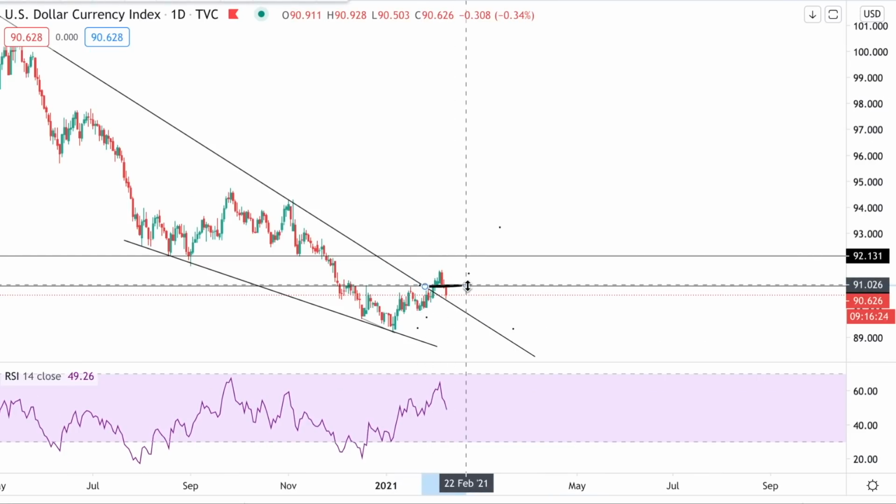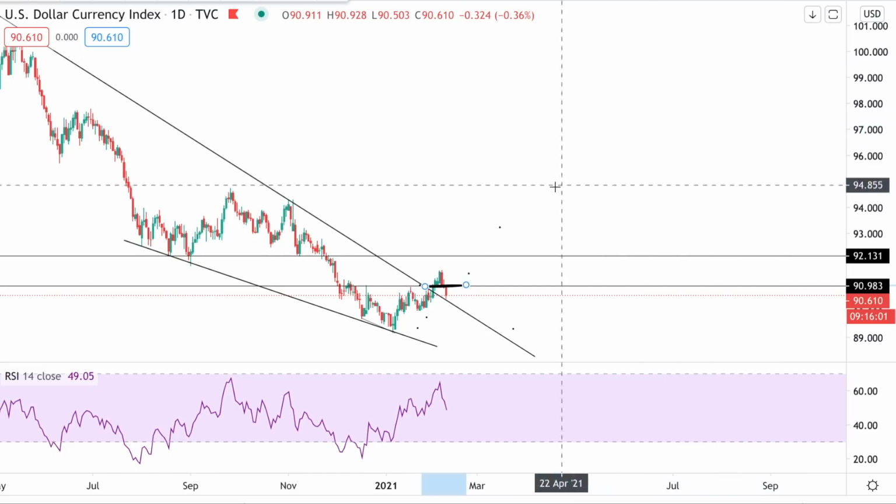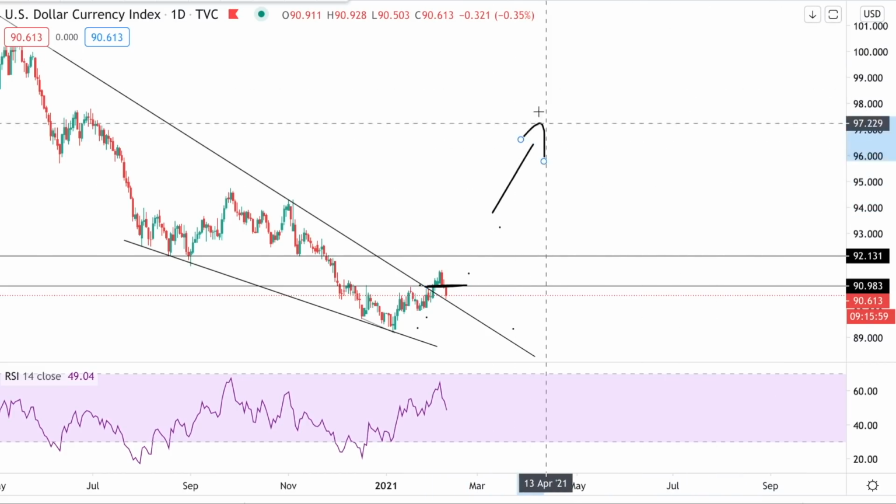Because if the breakout happens, it needs to be now. If it's not able to get back above 91 within this week or the next, then we're likely going to see more downside on the dollar, and that could put some nice upwards pressure on equities and precious metals in the short term.